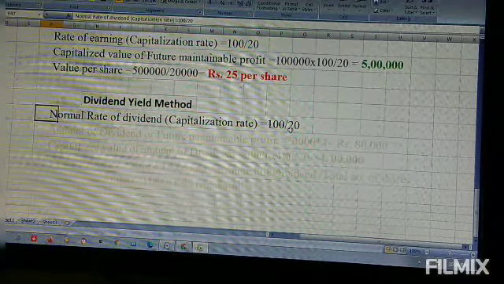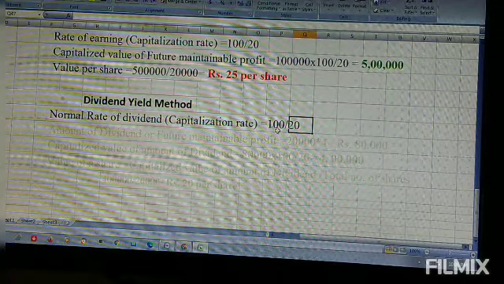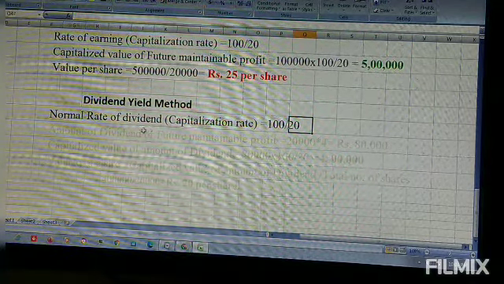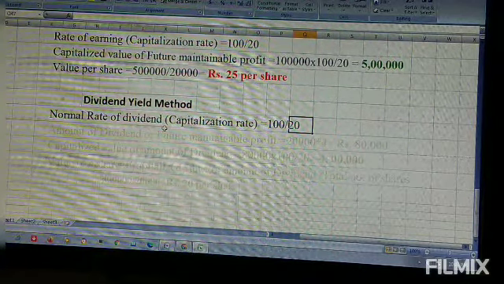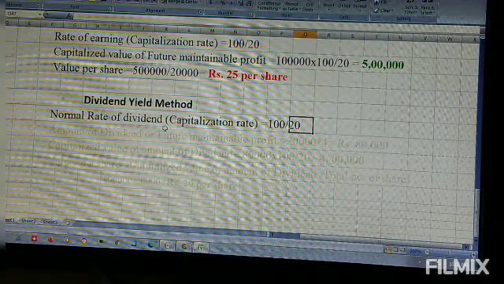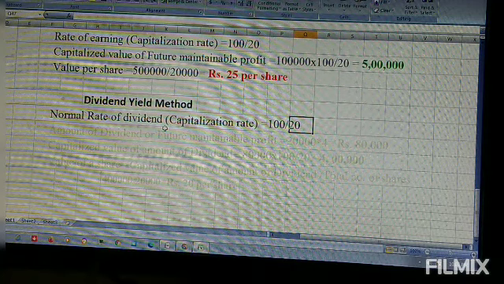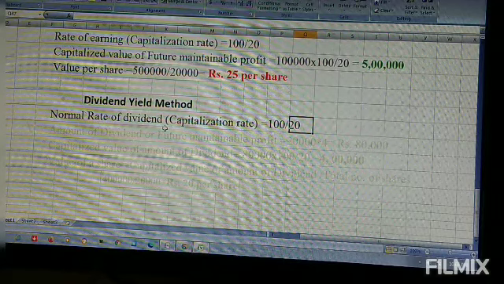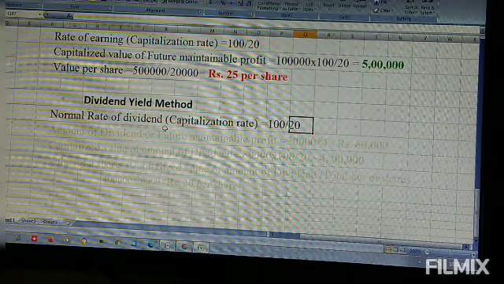For 20, what must the capital be? Say the normal rate of dividend is 20%. For 20% we write the reciprocal: 20 by 100, and the reciprocal of that is 100 by 20. It is the capitalization rate. It means if the rate of return is 20, your capital must be 100.